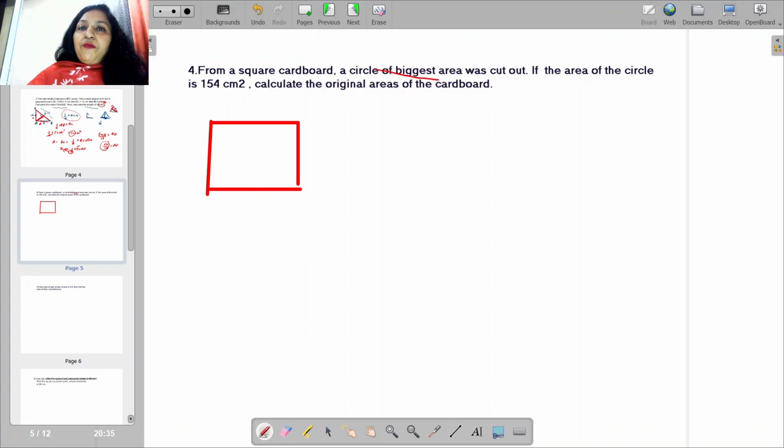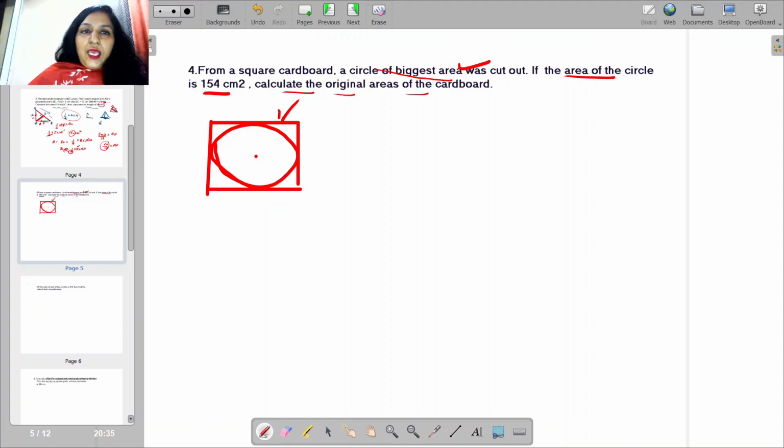A circle of biggest area, जितना बड़ा इसके अंदर सर्कल बना सकते हैं, we have to make this, although it's not very much perfect, just imagine this is the circle of biggest area. It is being cut out. Area of the circle is 154 centimeter square. Area of this given circle is given. We have to find the original area of the square board.